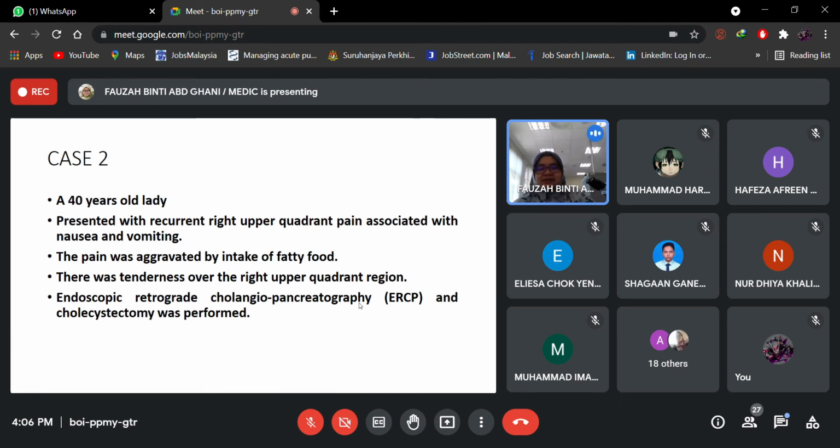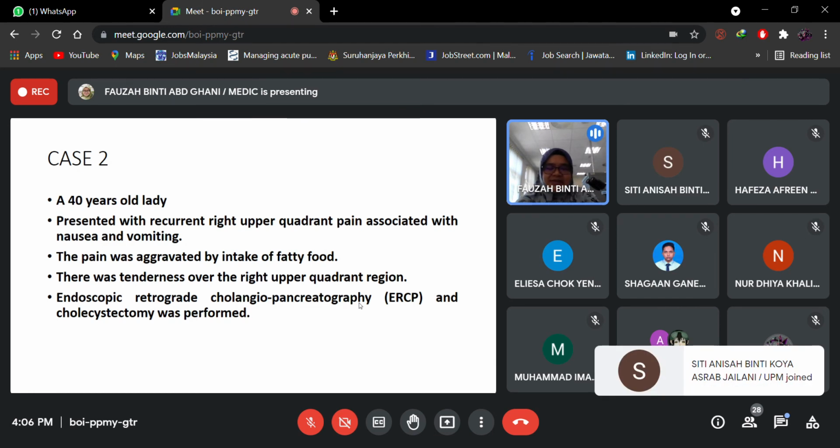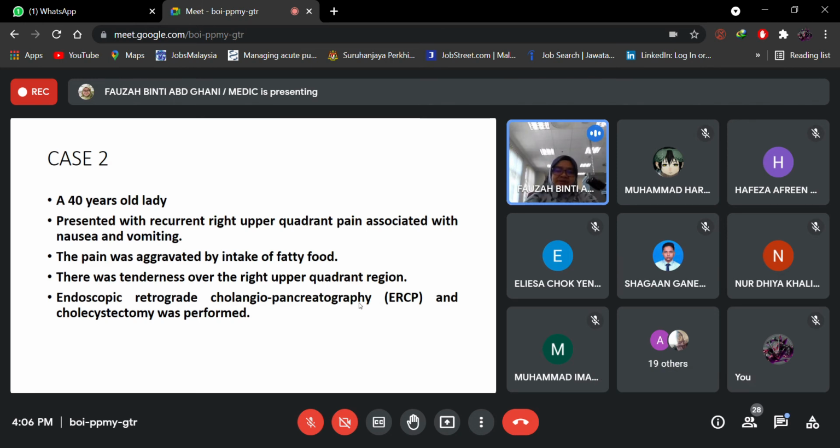Okay, all right. So the second case is probably easy because you've already been exposed to it before this. So I hope this is going to be a quick one for case 2. But nevertheless, can someone highlight to us the important points in the clinical scenario of case 2? Can I try, doctor? Sure. My name is Nasuha. Okay, Nasuha.